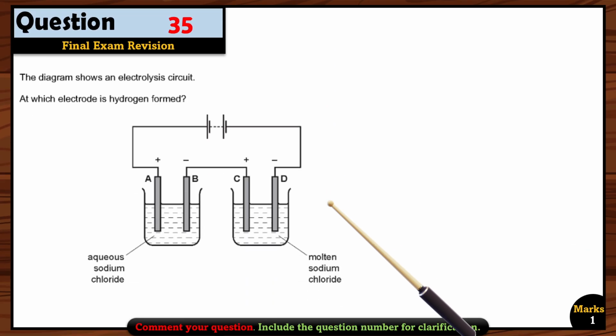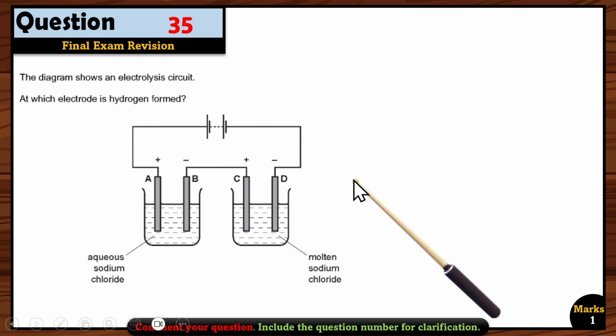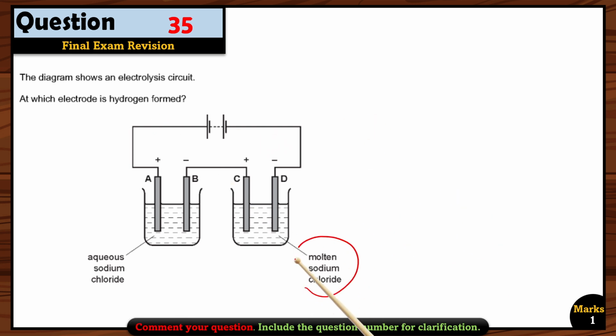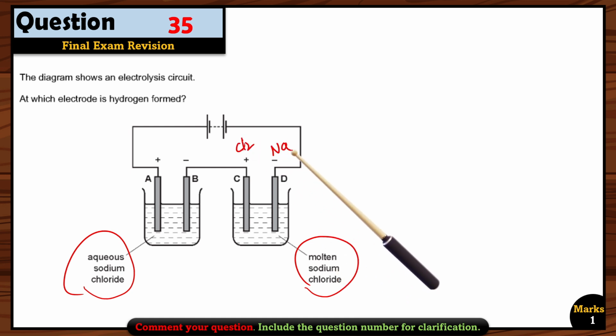Question 35. The diagram shows an electrolysis circuit. At which electrode is hydrogen formed? So now we have molten sodium chloride and aqueous sodium chloride, right? So for molten sodium chloride, this is positive. What will come here? Chlorine gas. Sodium will be deposited here, right?